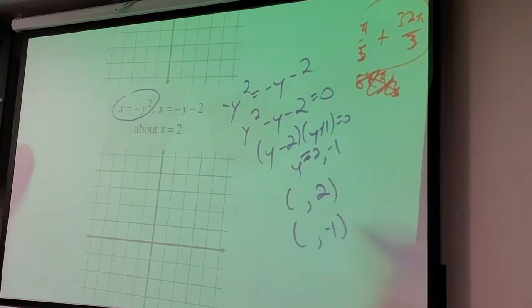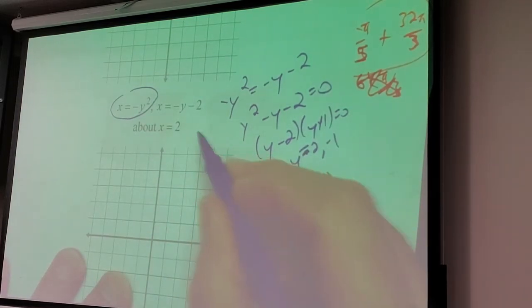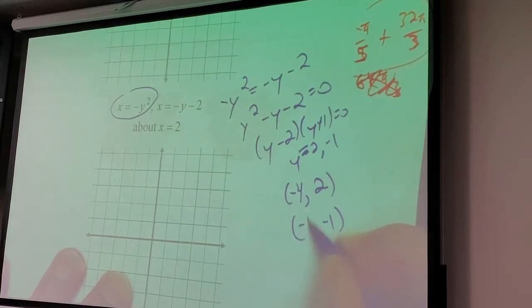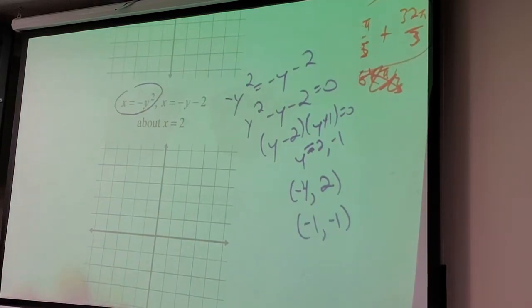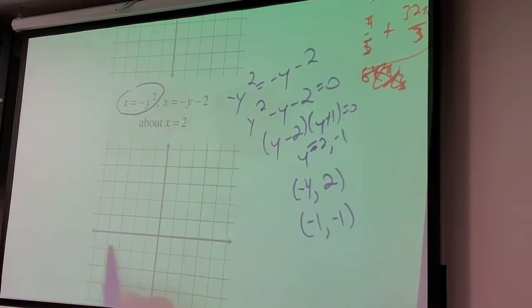So remember, we've had this issue before. Now I know the y's. When I plug them in, I get the x's. You've got to put them in the right order. So when I put a 2 in, I get negative 4. When I put a negative 1 in, I get negative 1. This is really nice because one of these things is just a line. So they meet at negative 4, 2, and at negative 1, negative 1.